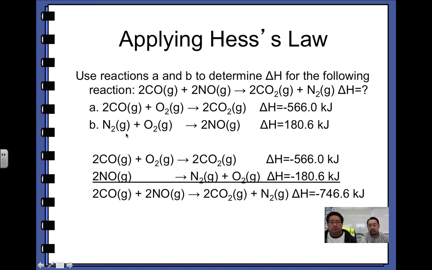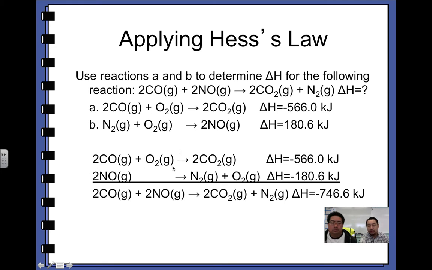The second reaction, however, looks a little different. You notice that our desired reaction has nitrogen gas on the product side, but in the given reaction, it's a reactant. So we're going to flip this around. When you flip the equation, it's going to look like this down below. Now our nitrogen gas is on the product side, which is what we wanted, and since we flipped it, the enthalpy for reaction B changes and becomes negative.